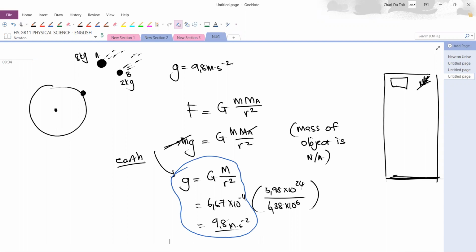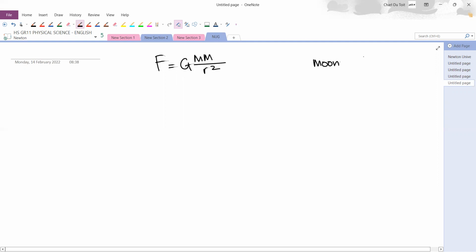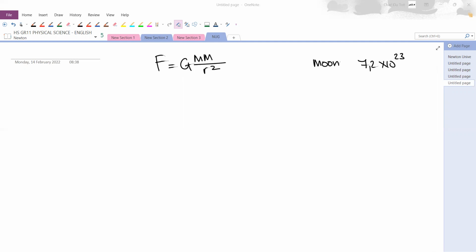So say, for instance, we go to the moon. I'm just going to write that formula. F is G. Remember, this is universal. This is true for every subject, every planet, every object. So if it's the moon, I don't know the mass, but let's say it's 7.2 times 10 to the power of 23 kilograms. That's less than the Earth. I think it's much less. Do we know the mass of the moon? So let's just properly Google that.